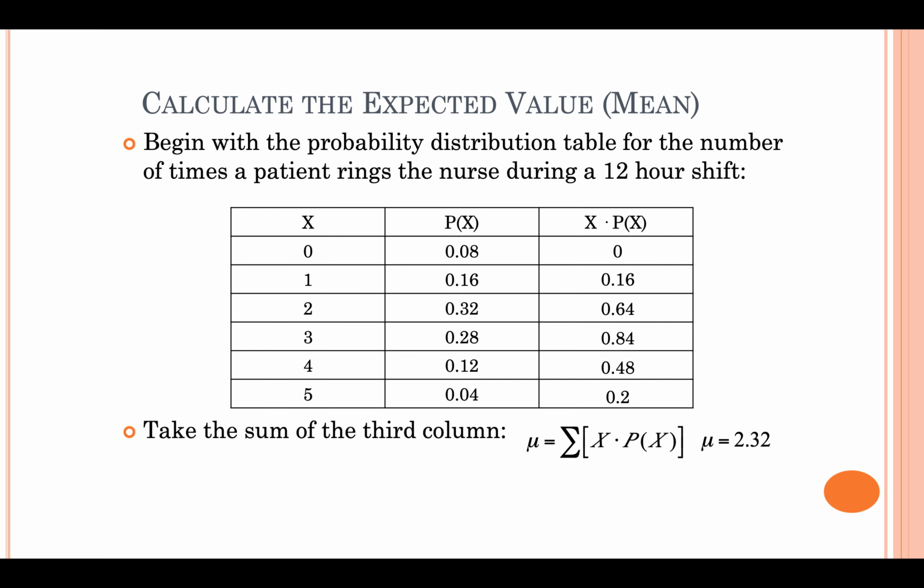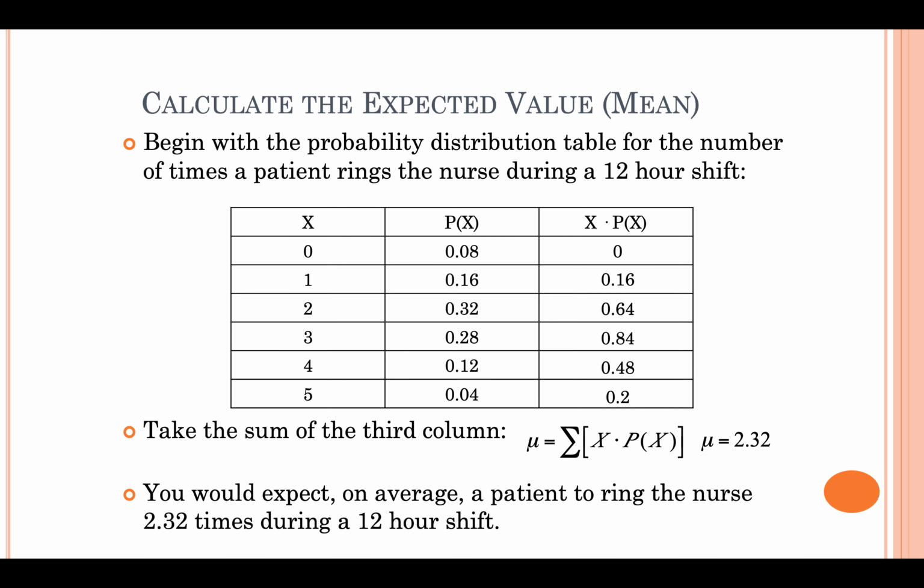And to interpret the meaning of this value, we say that you would expect on average a patient to ring the nurse 2.32 times during a 12-hour shift. And that's what you would expect if you were to conduct this experiment many times for many patients.